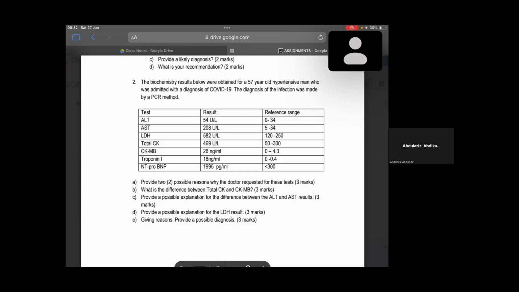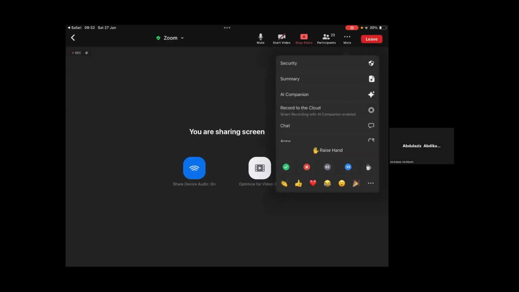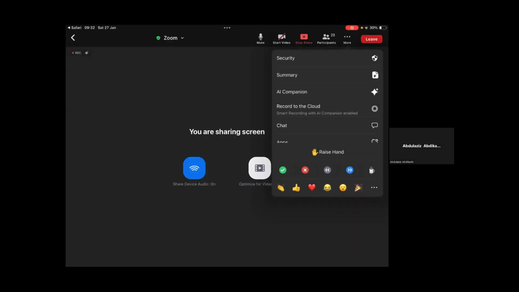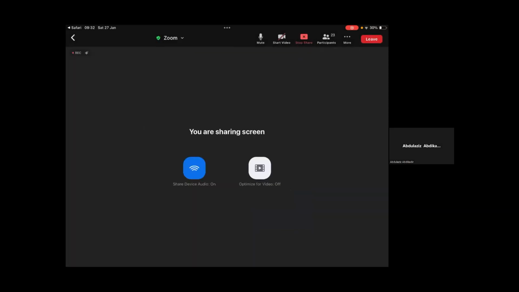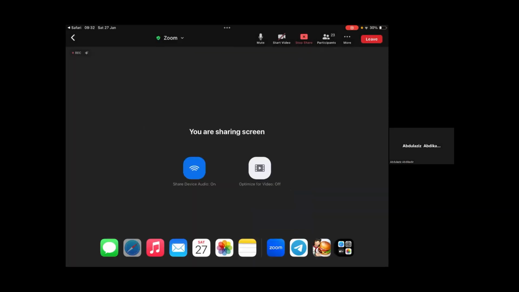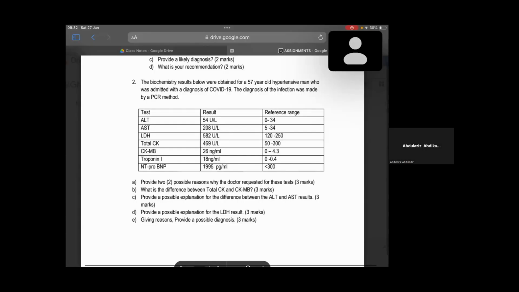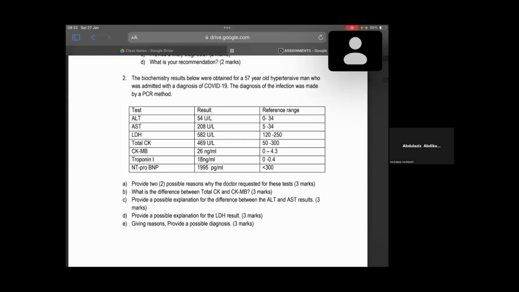So who is... now the problem is I cannot see who is in the chat. Interpretation, guys, it's just about seeing. You just look at it, then you say this one is raised, this one is low.